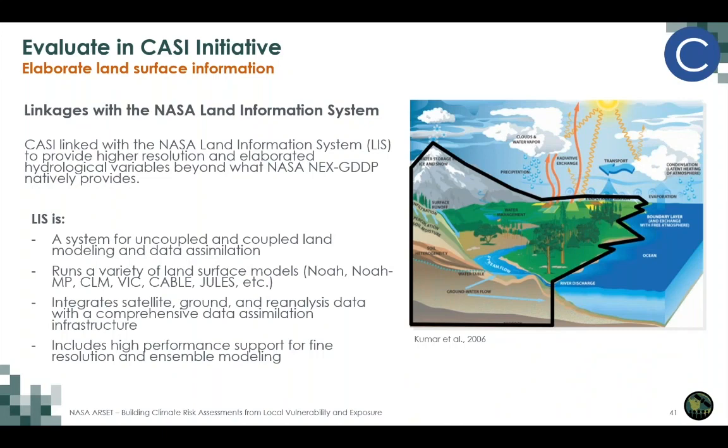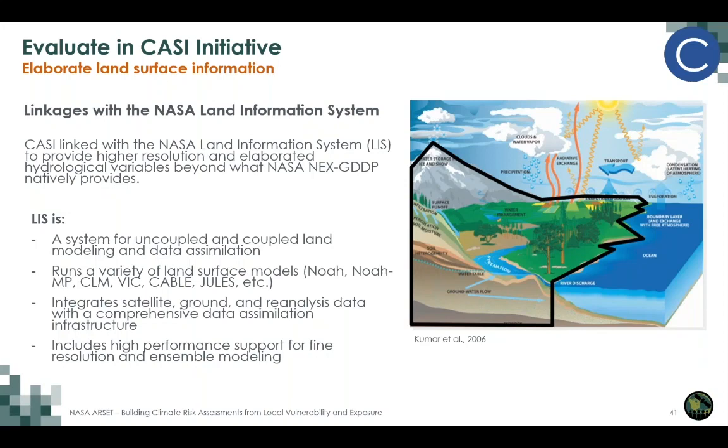For those who don't know NASA LIS, the Land Information System is a system for uncoupled and coupled land modeling and data assimilation. It uses multiple land surface models and can integrate satellite, ground, and reanalysis data in the historical period for a comprehensive data assimilation infrastructure. It also allows us to connect with high performance support for fine resolution and ensemble modeling.